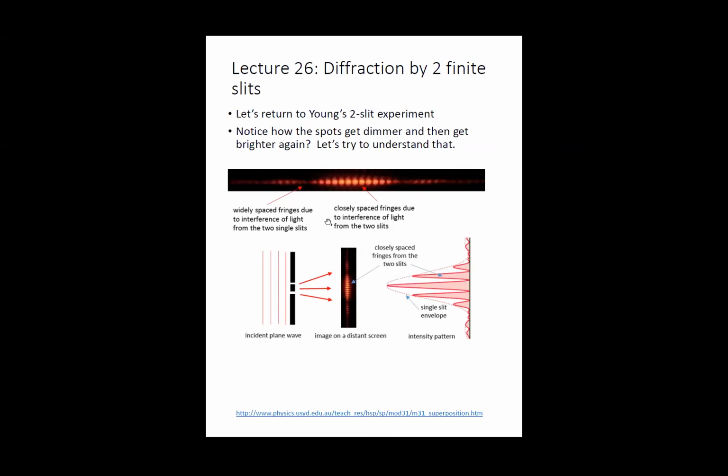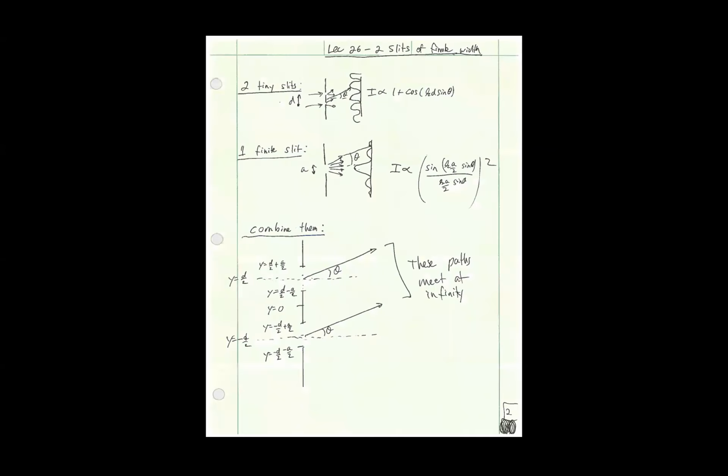Here's what doesn't make sense. You see how it starts off bright, gets dim, gets really dim, then gets brighter again? That's what we want to make sense of. All right, that's the thing we're going to try to understand. And so we have to do a more detailed calculation than we did last time.